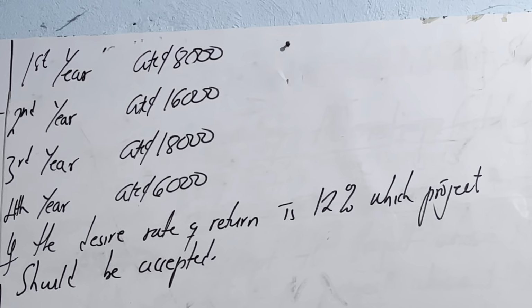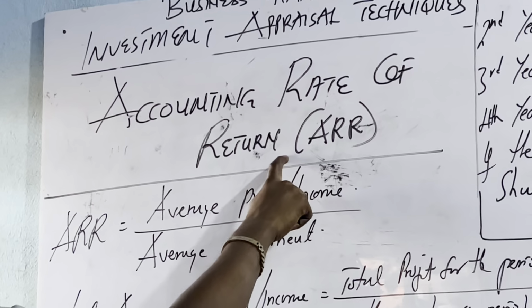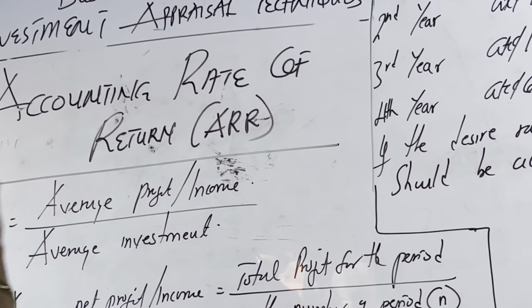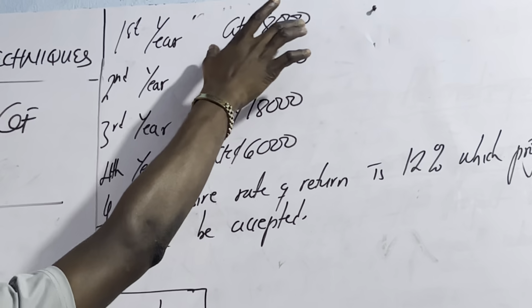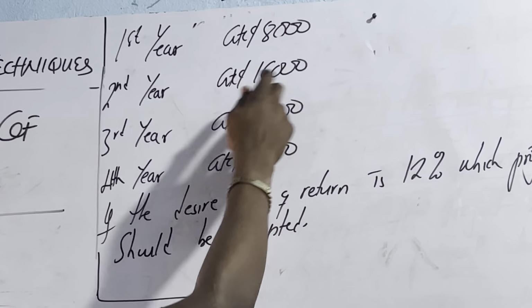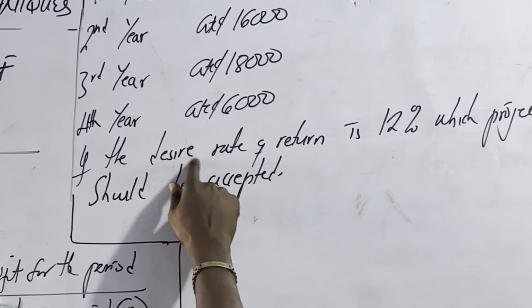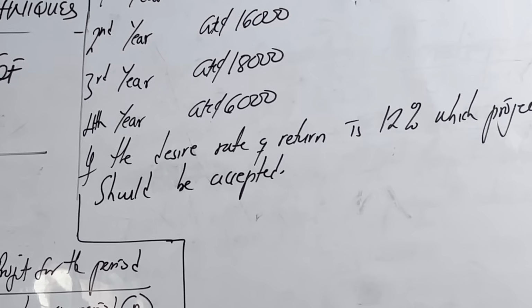Now, the first year, the investment is going to give us an initial profit. This is profit. Remember I said accounting rate of return deals with profit, not cash inflow, as in the case of the payback period and the net present value. So year one, we are expecting a profit of 8,000, year two, 16,000, and so on and so forth. If the desired or required rate of return is 12%, which project should be accepted?